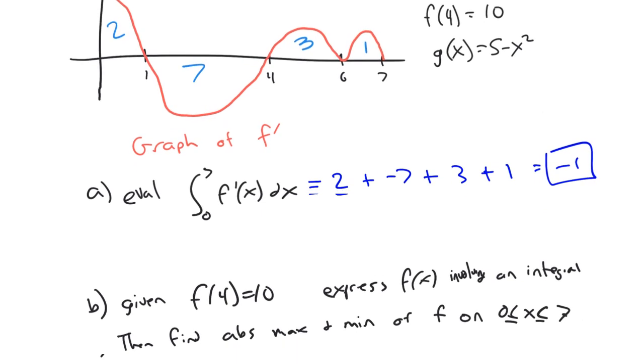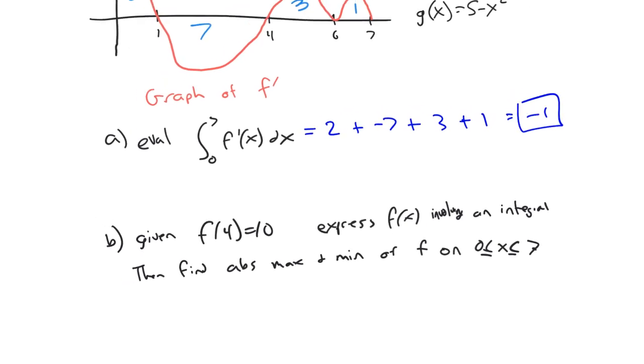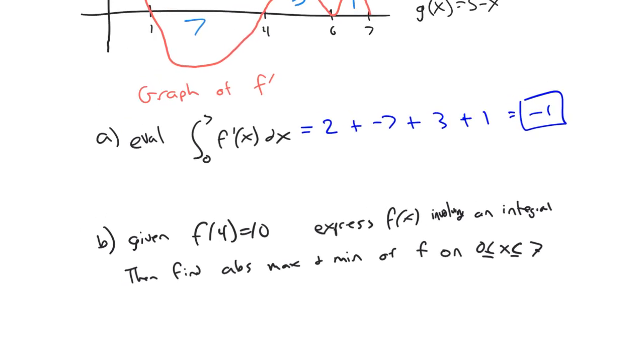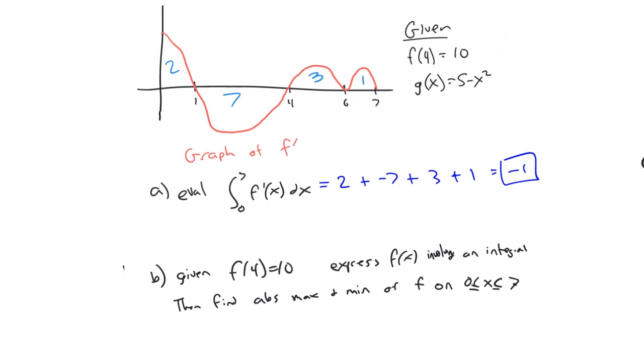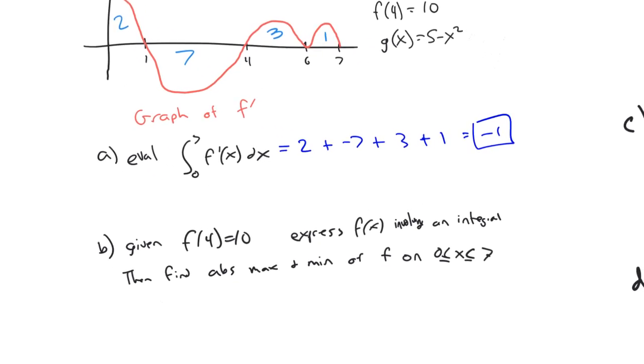For part B, this is the long part. Given f of 4 is equal to 10, express f of x involving an integral, and then find the absolute max and min on 0 to 7. So I may paraphrase that a little bit. We're trying to find the absolute max and min of f. I'm given a graph of f prime. So they give me this info. Just probably going to have to use that at some point.